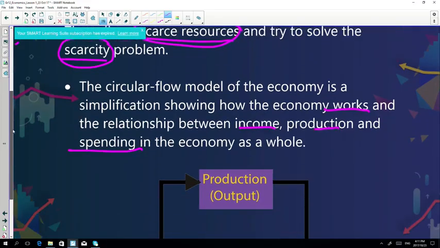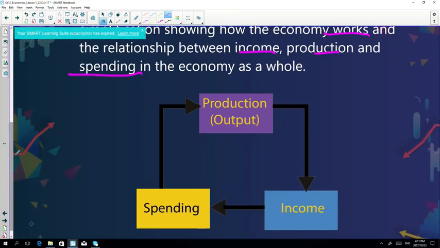So let's have a look at this diagram below here that shows us the relationship between production, income, and spending. All right, so remember here, it's where we make products, okay? So products are produced here, and we have needs that we have to satisfy. So what we do, we will sell our factors of production in order to earn income so that we can spend in order to survive or in order to meet our needs.